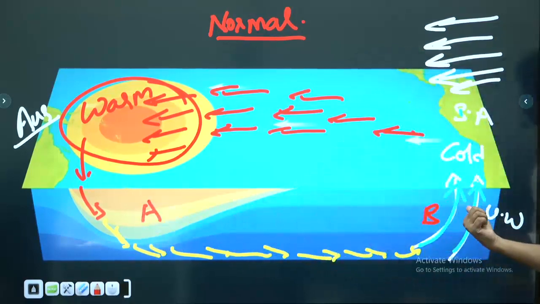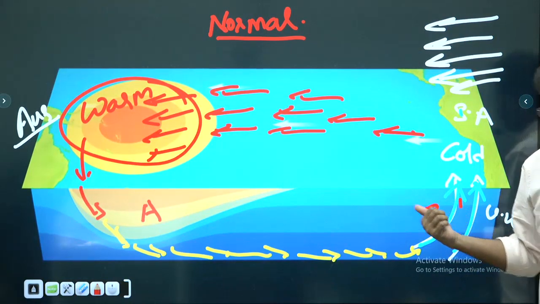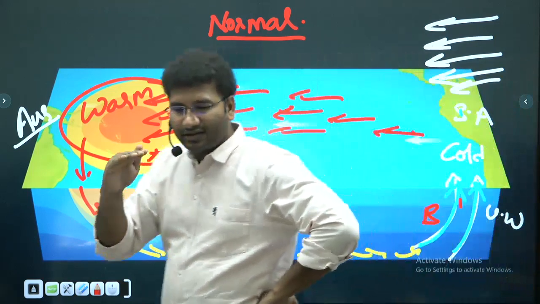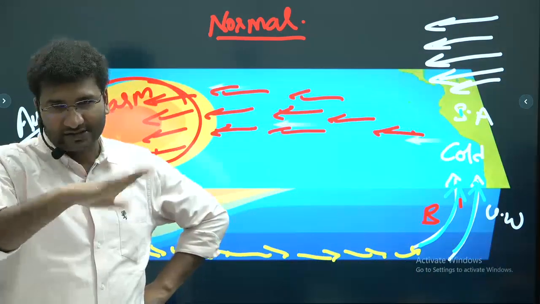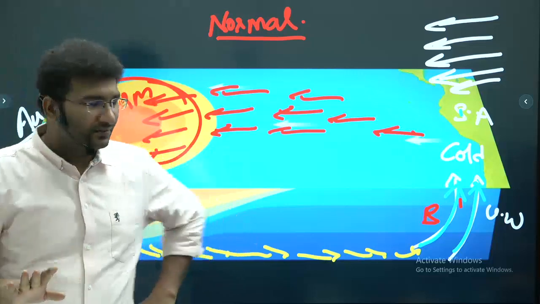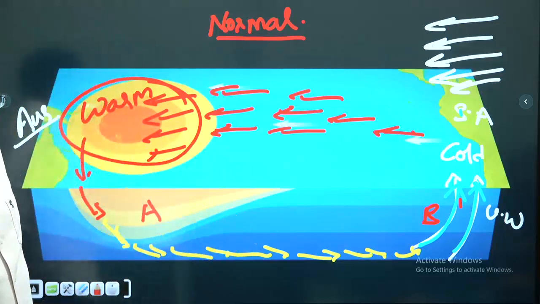But here the thermocline can be found at only 400, 300, 500 meters. So can I say that wherever the warm water is, the depth of the thermocline is a little lower? Yes. Are you clear with this? Okay. This is the normal condition.